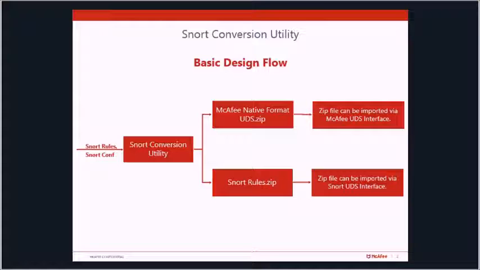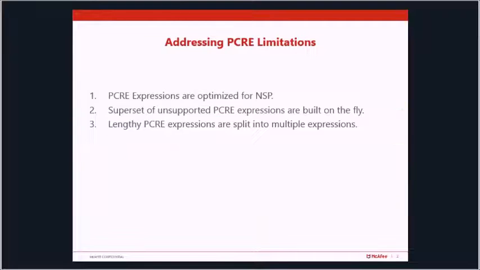For those signatures where such a conversion is not possible, mostly due to unsupported Snort constructs, the utility will then try to optimize the Snort rule such that it can be imported to the NSM without any issues. These optimized Snort rules are then imported to NSM using the UDS import wizard. But these rules would not be in the McAfee native format, but rather in the Snort format. The basic purpose for this was to address the various PCRE limitations.